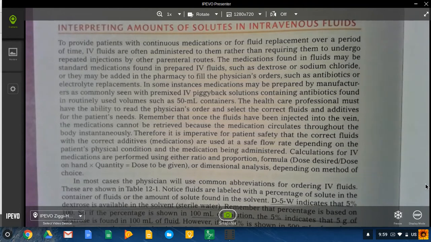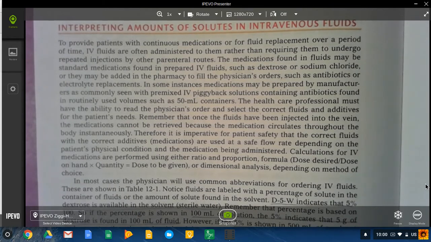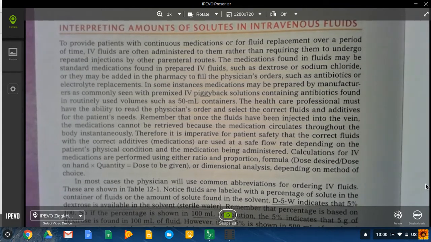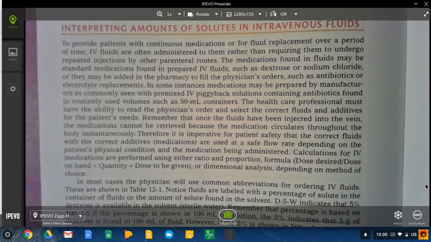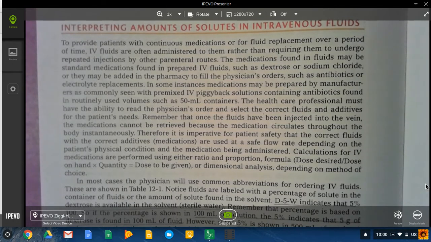Okay, now we are going to dive into chapter 12, and this is talking about calculating medications that are used in IVs. So, the first thing that we come to is talking about the amount of solute in an IV fluid. IV bags are large. They're usually somewhere between 500 to 1,000 milliliters, and so can be rather large.